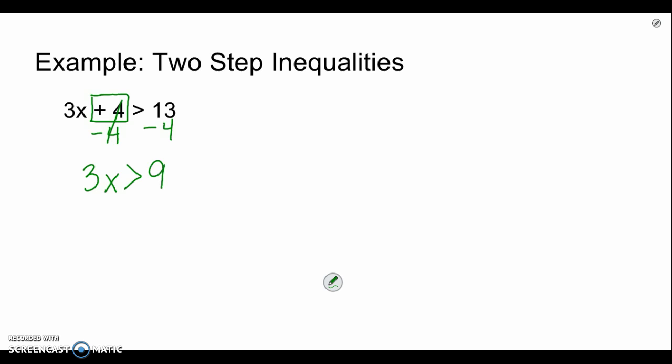The opposite of multiplying by 3 is to divide by 3. And since we're dividing by a positive number, we do not have to flip our sign. So x is greater than 9 divided by 3 is 3.